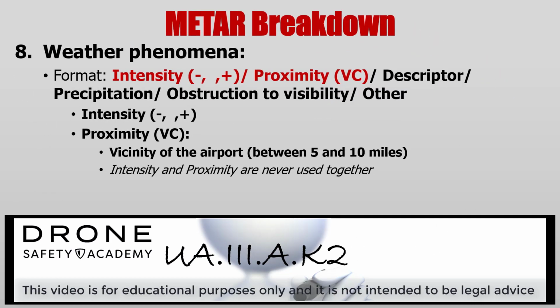Weather phenomenon has a format of intensity, proximity, descriptor, precipitation, obstruction to visibility, and an other category. Intensity is represented as light, moderate, or heavy, and proximity, represented as VC, is the vicinity of the airport between 5 to 10 miles. Just as a side note, intensity and proximity are never used together.